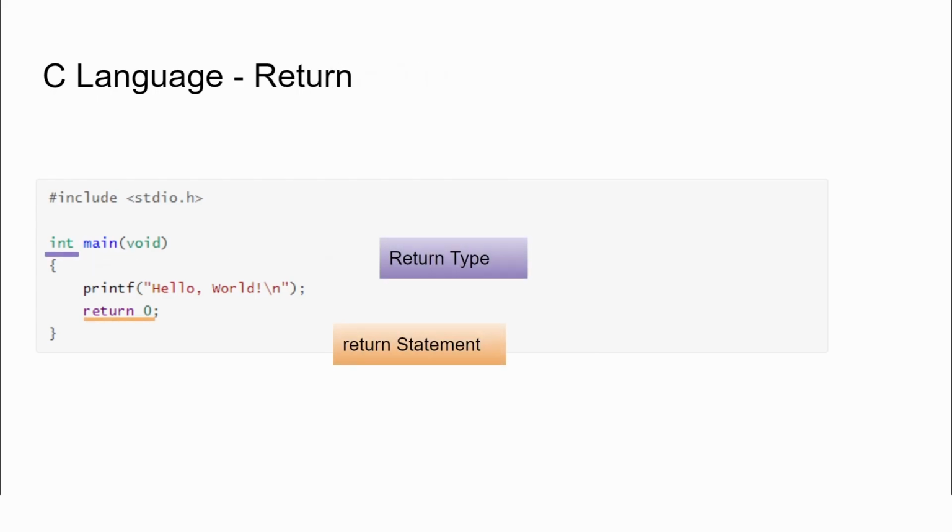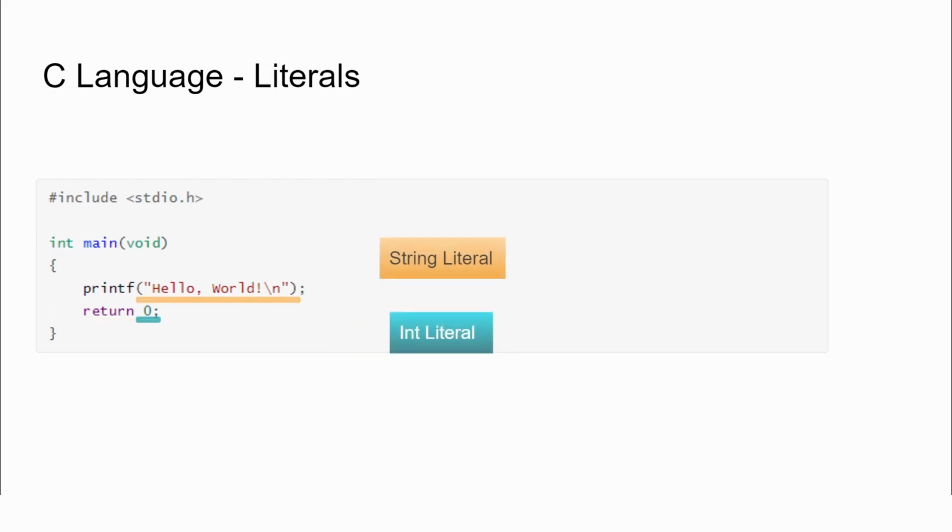The return type of main in my case is int, which means when I use the return statement, I have to include an int. So the word int before main is the return type of the function, and we'll talk more about that with user-defined functions. And the return statement has a 0 after it, which that 0 and that text in quotations, those are called literals. So we have a string literal and an int literal. There's a literal for every data type in C, so there's float literals and such like this too.